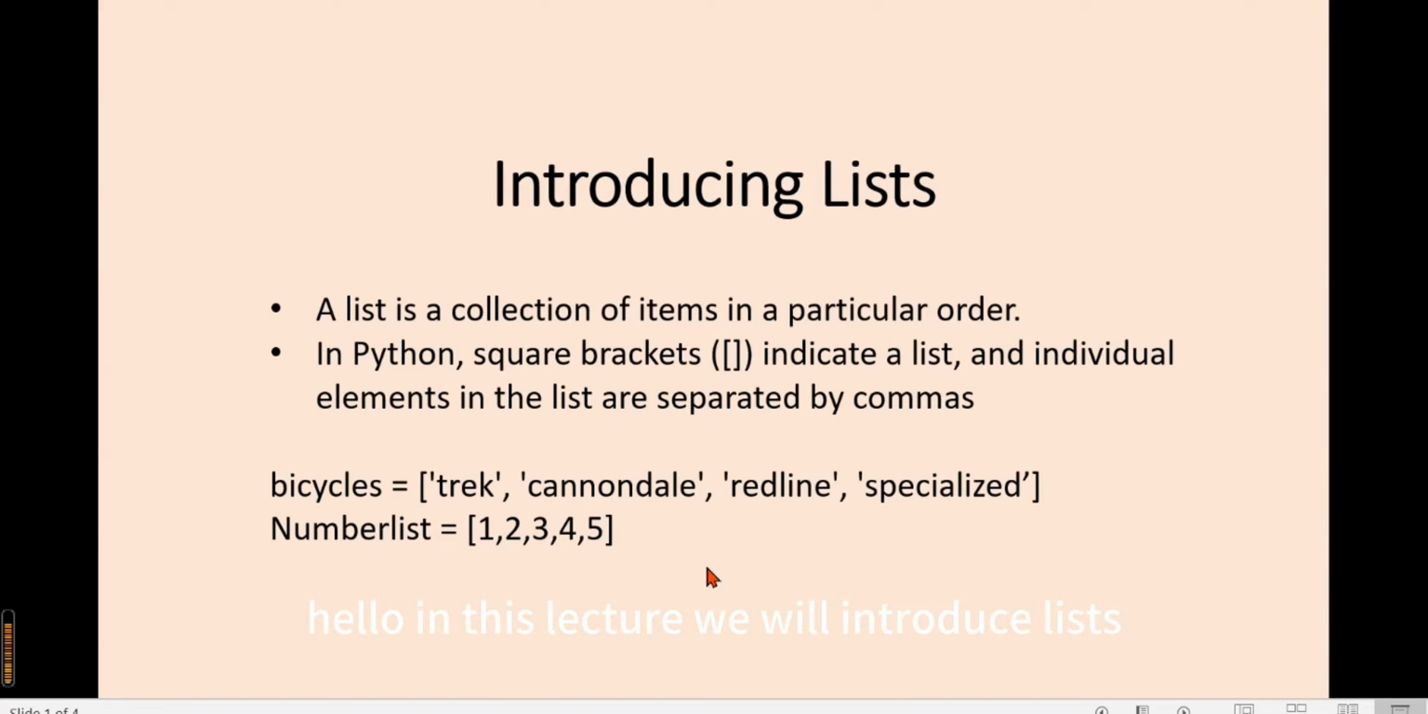Hello, in this lecture, we will introduce lists. A list is a collection of items in a particular order. In Python, square brackets indicate a list, and individual elements in the list are separated by commas. For example, here we can create a list called bicycles, which includes 4 items with the different types of bicycles.